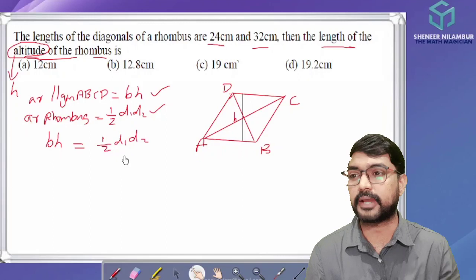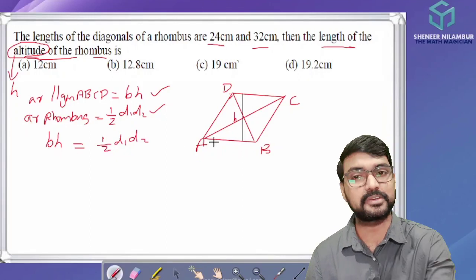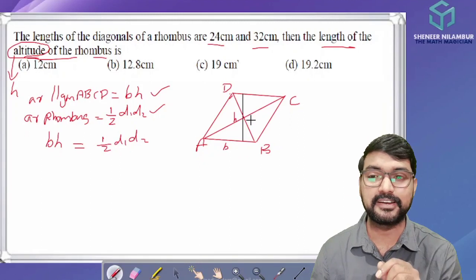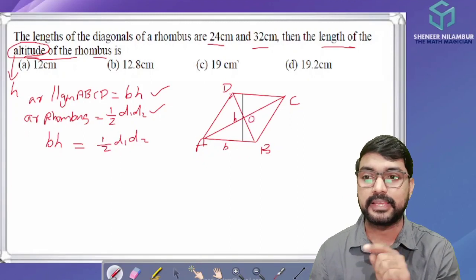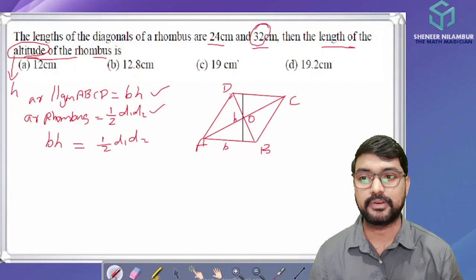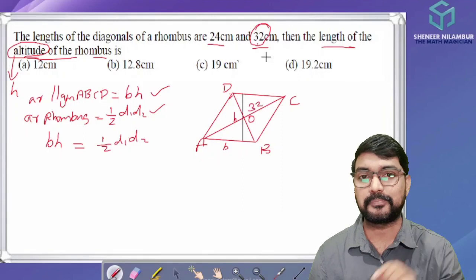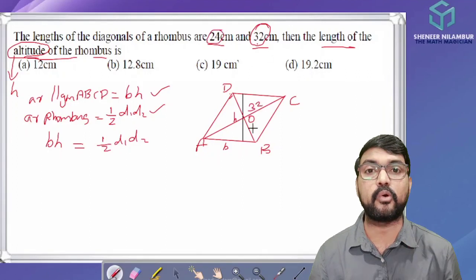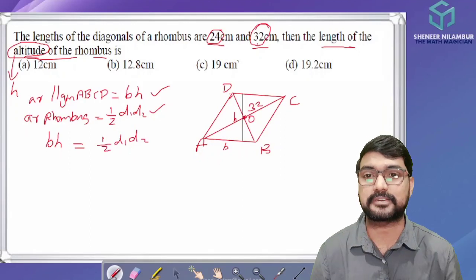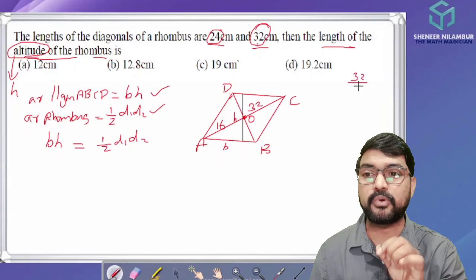So, we can apply this. What is the base? Base means one of the sides, which is not given here. So, how can we find that? Look at this figure, diagonals are given. This AC's length is 32 centimeter. The diagonals meet at the point O. So, what will be the length of OA? Yes, OA is 16 centimeter. The diagonal BD is 24 centimeter.